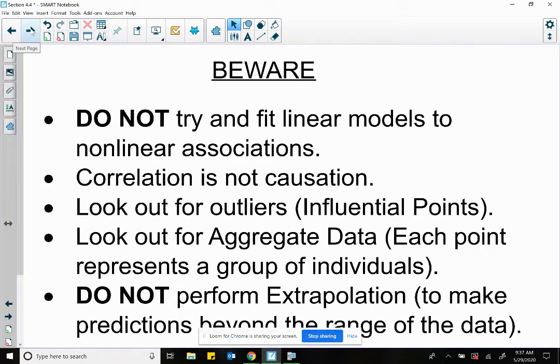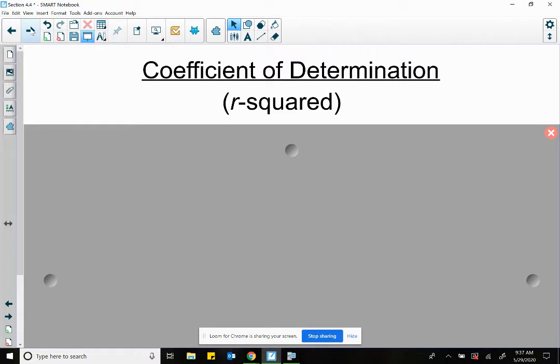Now on the next page, I kind of gave this away, but we're going to talk about that R squared. You've seen that R squared pop up on our calculator, and you've seen it pop up on the StatCrunch when we were doing regression. And this R squared has a name. It's called the coefficient of determination. So if you take your correlation coefficient and you square it, you're getting what we call the coefficient of determination.